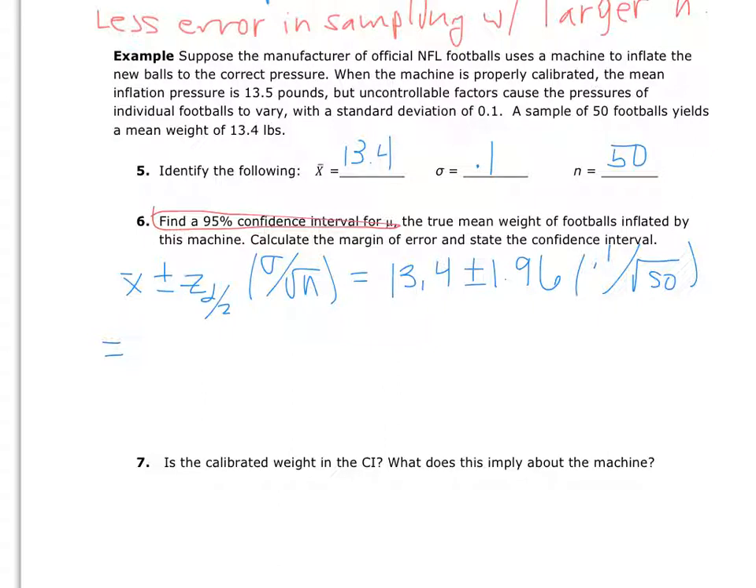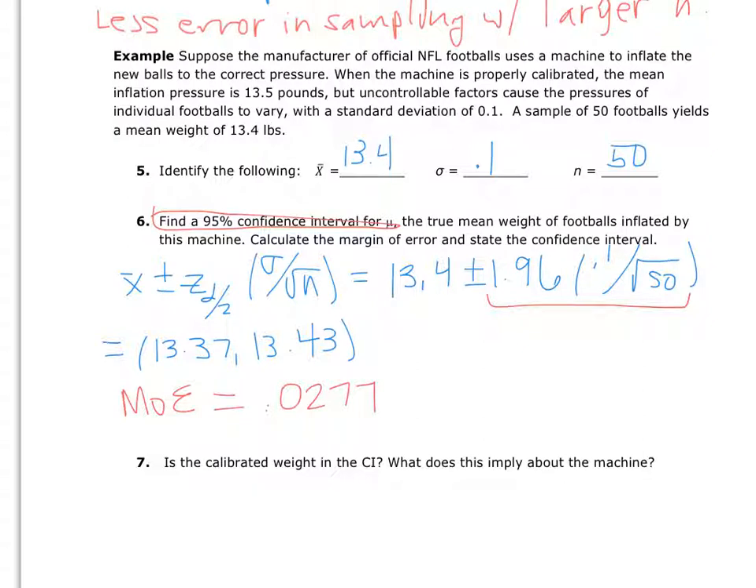Okay, calculating the lower and upper bounds, we're going to get a lower bound of 13.37 and an upper bound of 13.43. And then calculating the margin of error, that's just this piece. The margin of error is 0.0277. So we got our margin of error, we got our confidence interval.